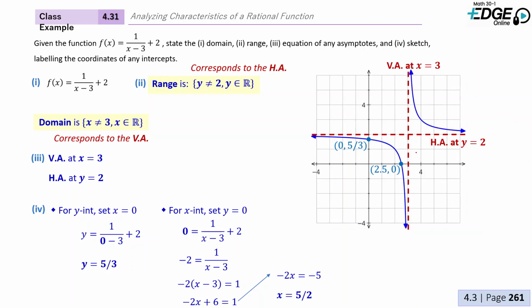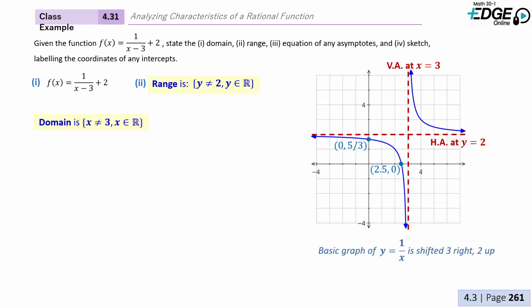Now from here, we knew our x-intercept and our y-intercept, but we were also required to remember the general shape of y = 1/x in order to draw this, because we can look at the basic graph and think about it as just being shifted 3 right and 2 up.